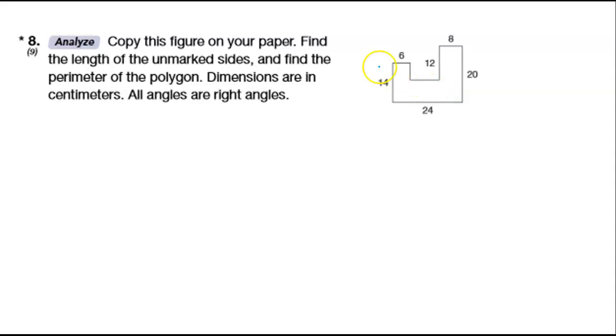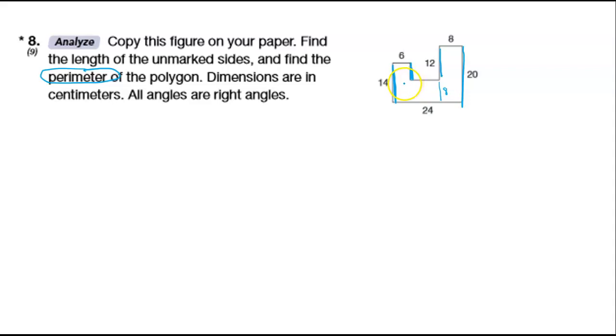Copy this figure. Well, we can just write on this one. Find the length of the unmarked sides and find the perimeter of the polygon. So we want the perimeter. Unmarked sides. So let me do my vertical sides. Vertical sides, I have this 14 side. I have this side which needs to be found. This is 12 and this is 20. So if this is 20 and this is 12, I know that this is 8. That's 8. And that's 14.